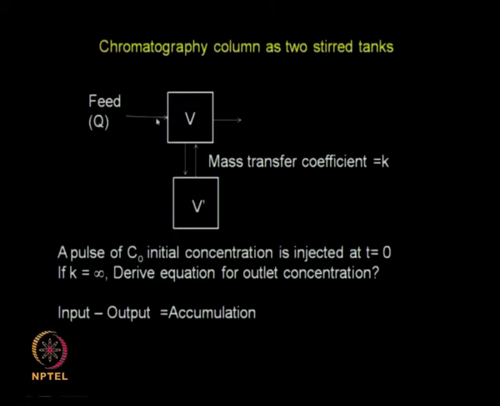Now the solvent is flowing at a flow rate Q, and the solvent is coming out again at Q. There is an exchange of material because of mass transfer coefficient K, and there are no streams entering or leaving the second tank. Now again a pulse of C0 is injected at time equal to 0. Now assume K equal to infinity, that means there is complete mass transfer from tank 1 to tank 2, there is no resistance to mass transfer.